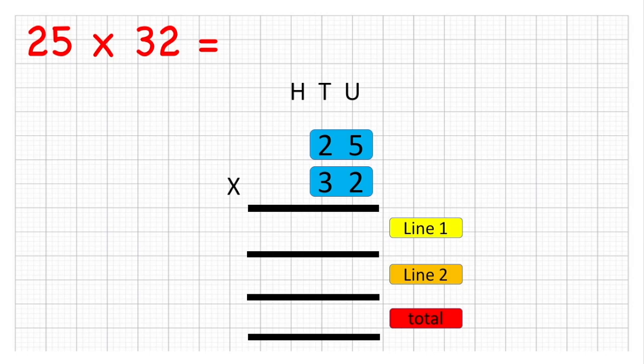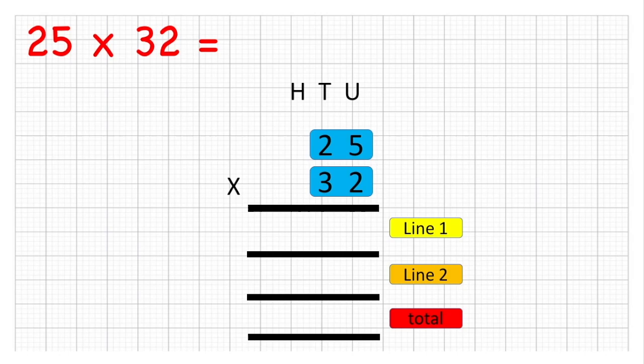Well, we're going to multiply the 25 on the top row, and I'm going to partition my bottom row, okay? So I'm going to have 2 lines of answer here, partitioned, and I'm going to add them together at the end, okay? So my first line is going to be 25 times 2, and my second line is going to be 25 times 30, okay?